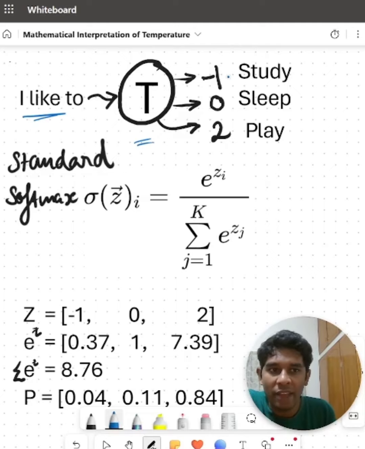architecture. And these are the final output logits in my transformer architecture: -1 for study, 0 for sleep, and 2 for play. Now, normally, before even picking a word, what I would do is convert it into a probability distribution and then pick a word using that probability distribution.